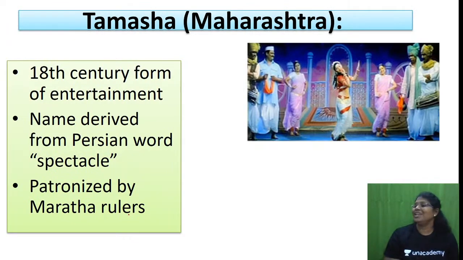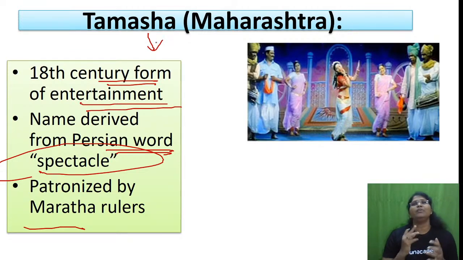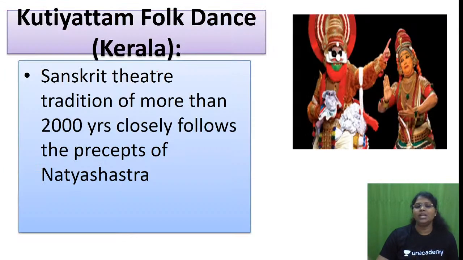Tamasha, Maharashtra, is a fun joke. Tamasha is a joke. Where? Maharashtra. The name is derived from the Persian word, and it actually means spectacle. Okay, an 18th century form of entertainment, so the name itself gives you a clue that it is an entertainment dance. Some dances will be very serious. Some dances will be for the gods. This is especially a kind of performance to the gods. Okay, so this is a fun entertainment way. Tamasha has been derived from the Persian word for spectacle, and it was patronized by Maratha rulers.